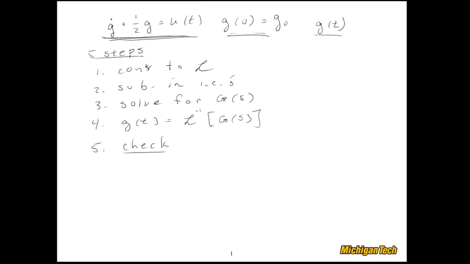Okay, so let's do a couple examples. The first example is the one that we just looked at, but let me rewrite it. G dot plus 1/2 g equals, I'm going to specify what the u is now. It's a ramp with slope 1/2. And let's say that at time equals 0, this function g takes on the value of 4. So that's our initial condition.